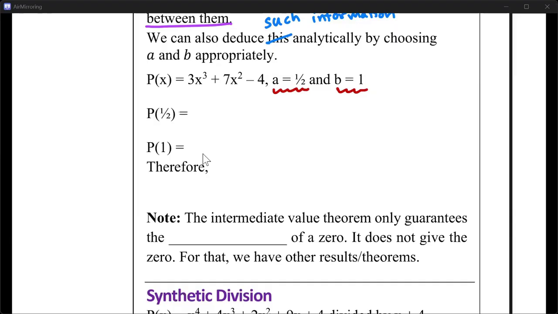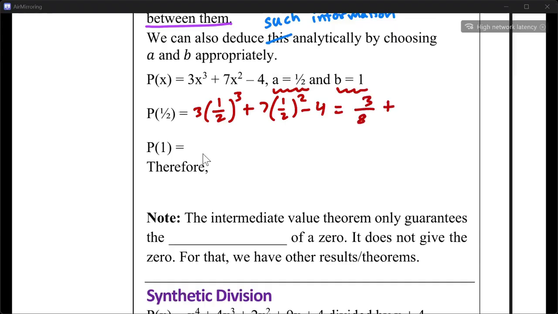This polynomial p of x I will evaluate at half and 1. So 3 times half cubed plus 7 times half squared minus 4. And go ahead and evaluate that. You can use a calculator or do it mentally, which is quite easy here. 3 over 8 plus 7 over 4 minus 4. And you can work that out. It will be 3 plus 14, 17 minus 32. That is minus 15 over 8. So that's a negative value.